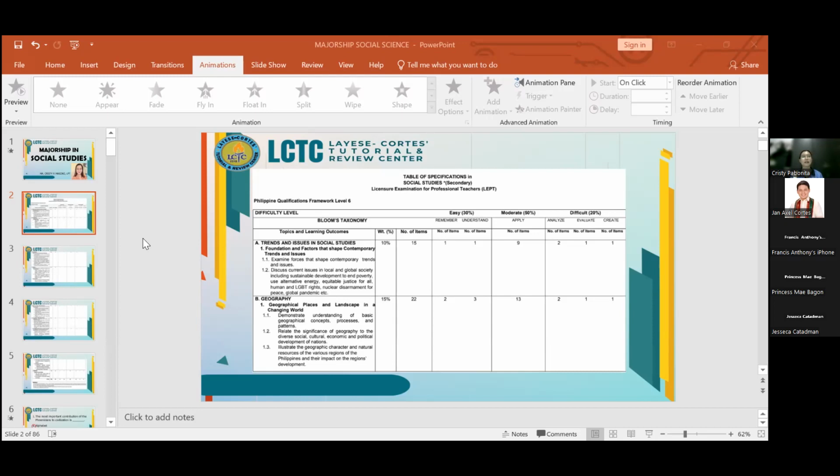Everything must be aligned to the table of specification, especially since you are taking the board examinations under a new curriculum. There will be a lot of changes in the set of questions, but for our subject or majorship there are not many changes in the K-12, since the changes are mostly in general education.